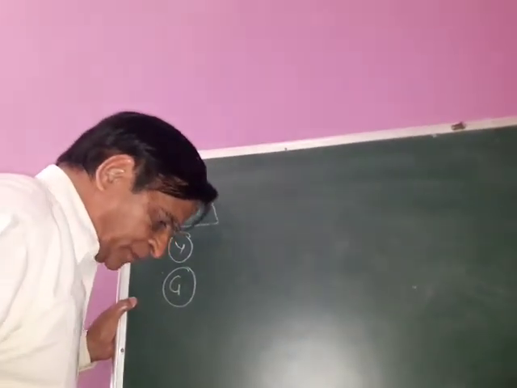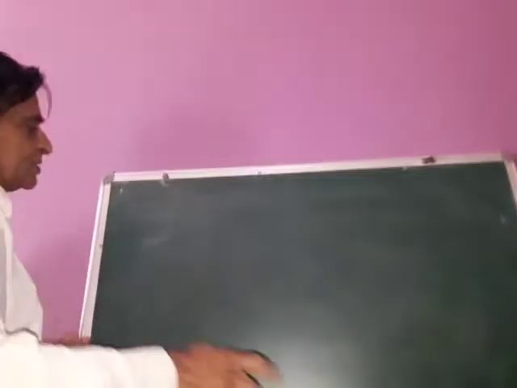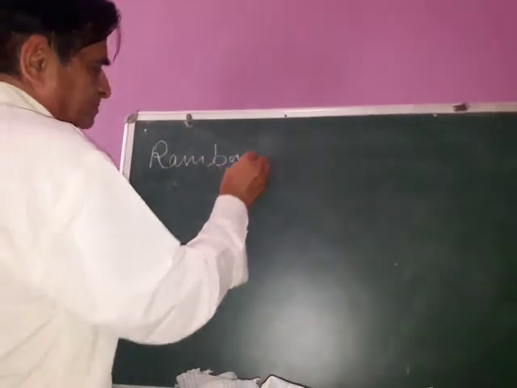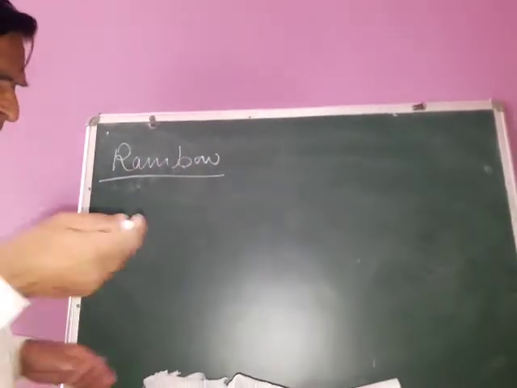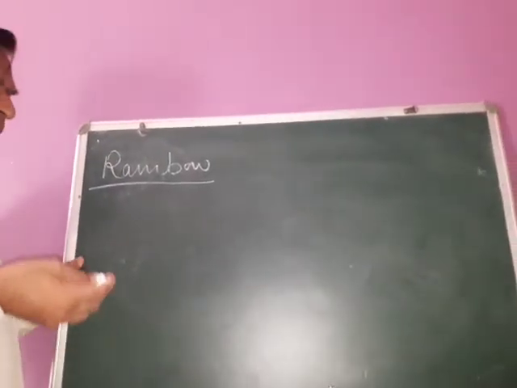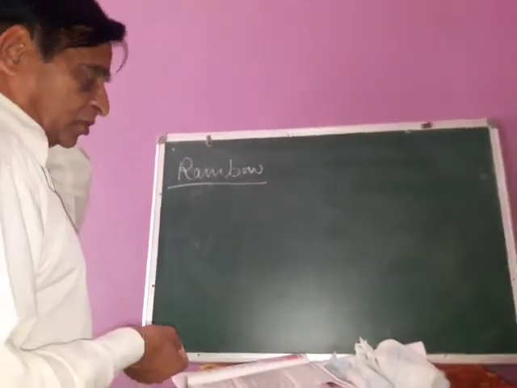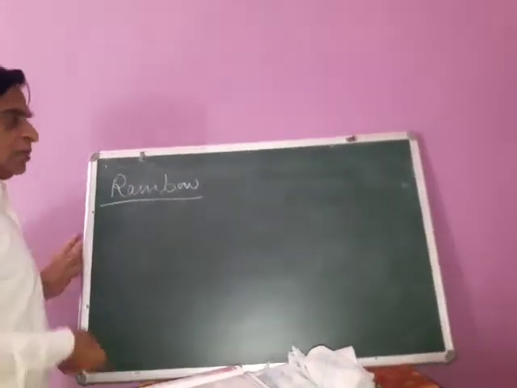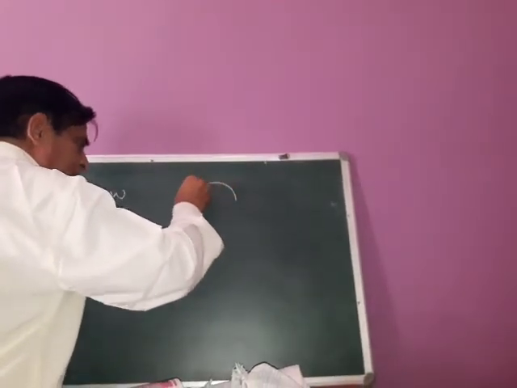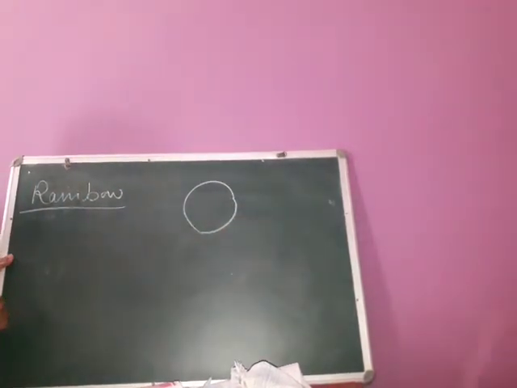Second is the rainbow. Very important. What is a rainbow? A rainbow is a natural phenomenon due to the presence of water molecules in the atmosphere. Generally, you can see this rainbow only in the rainy season. What happens? All the raindrops can be considered as circular.